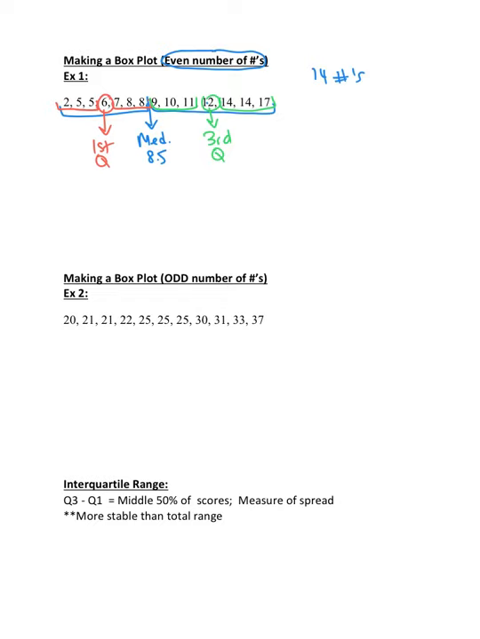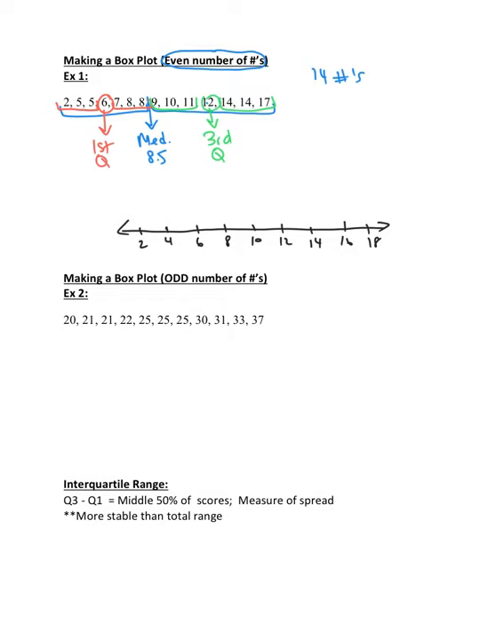And now I can do my box and whisker plot. So the way I do that is I make a number line. Now I can't use a ruler on this thing, so you guys should definitely use a ruler. And you need to come up with a scale. Your numbers go from 2 to 17, so you might do a scale of 2s: 2, 4, 6, 8, 10, 12, 14, 16, 18.